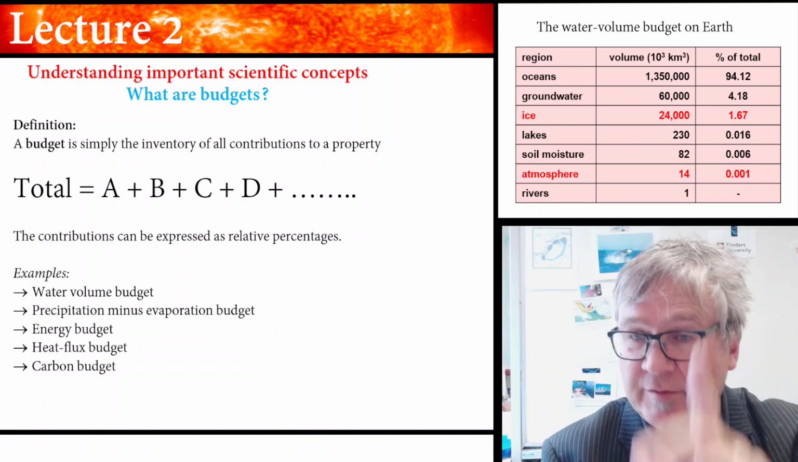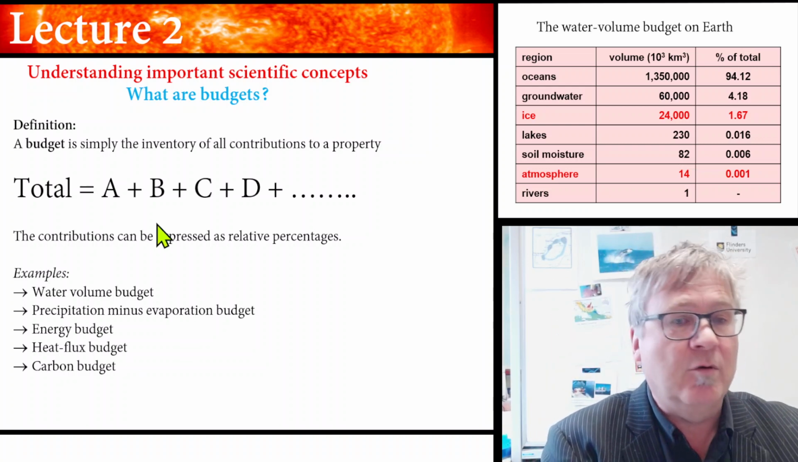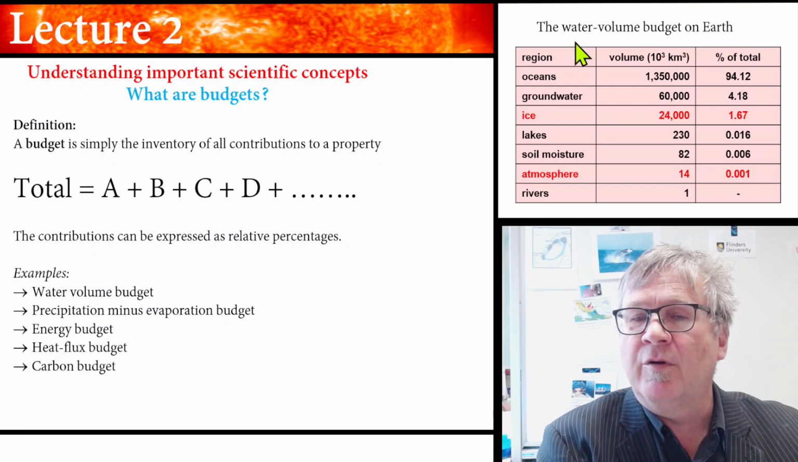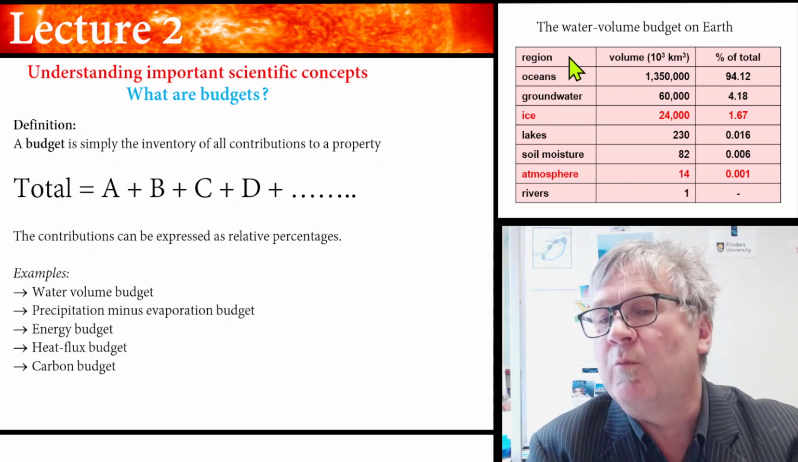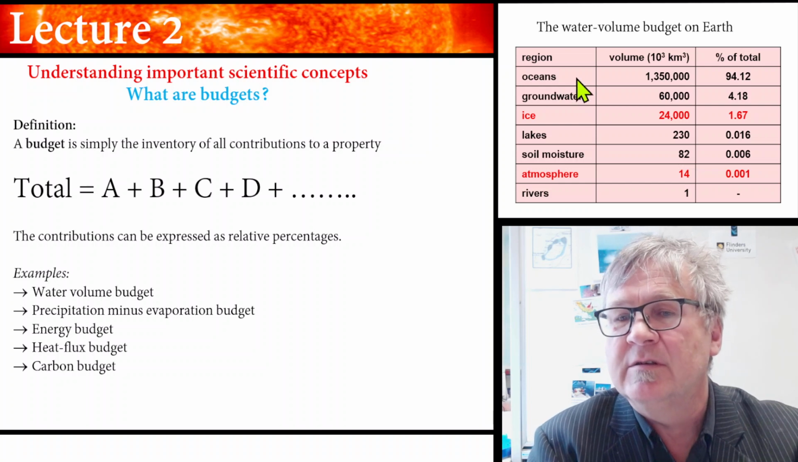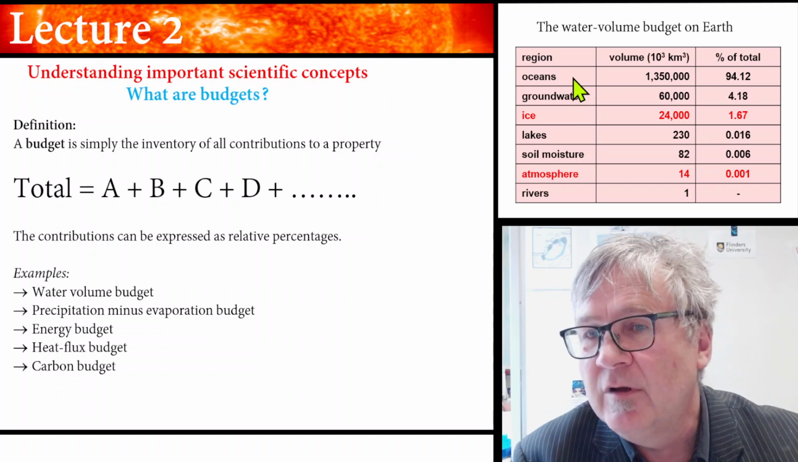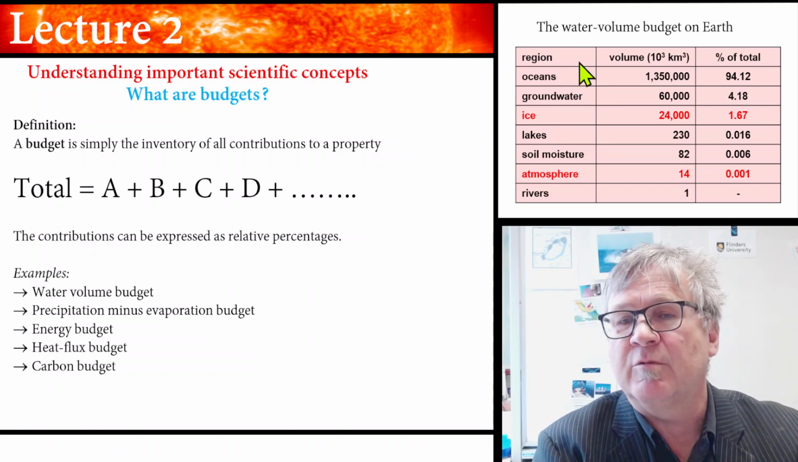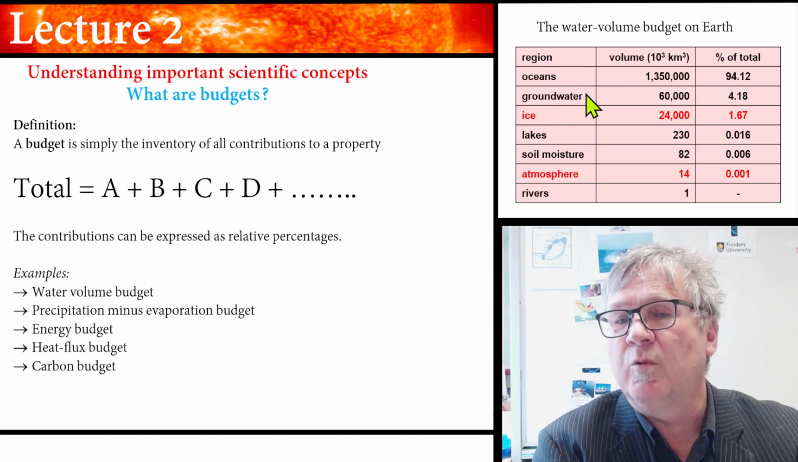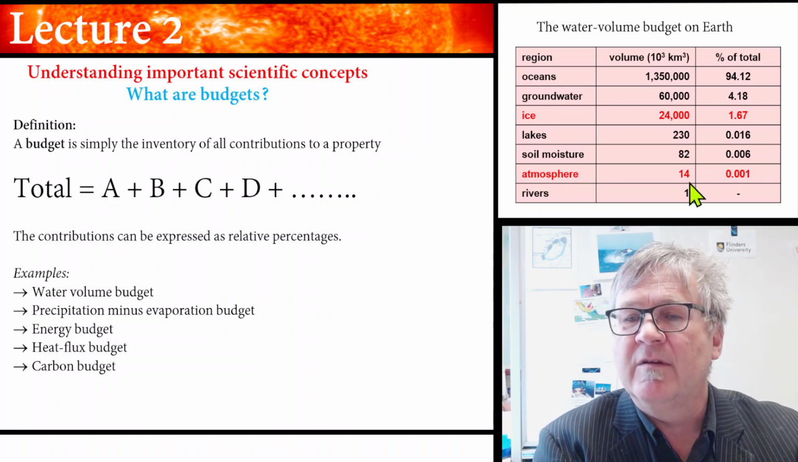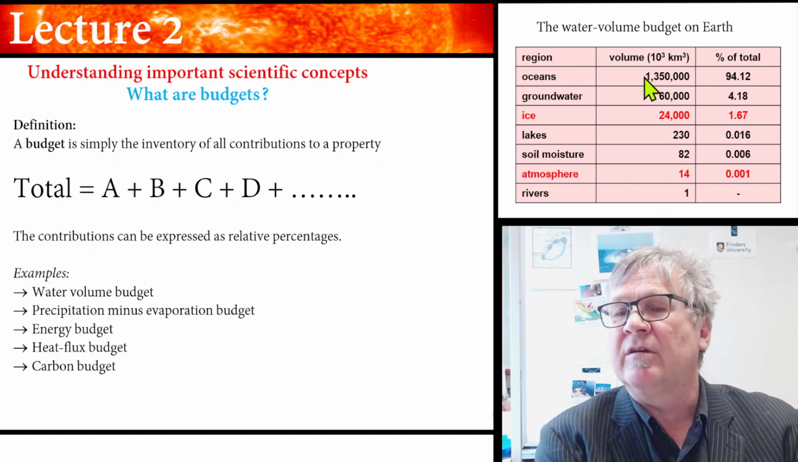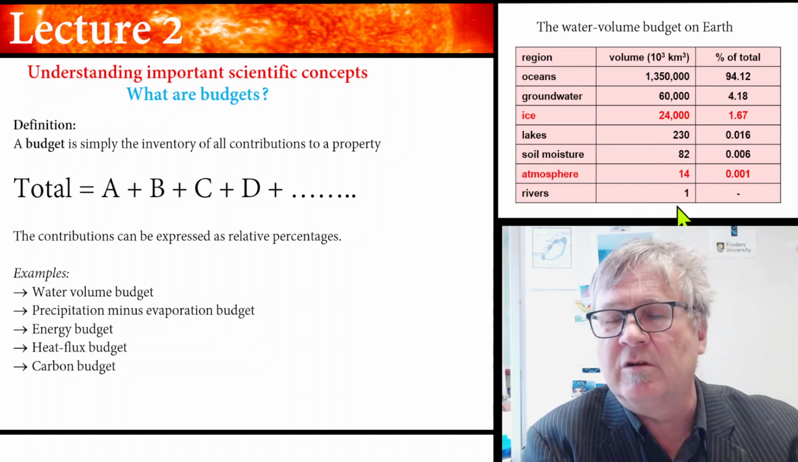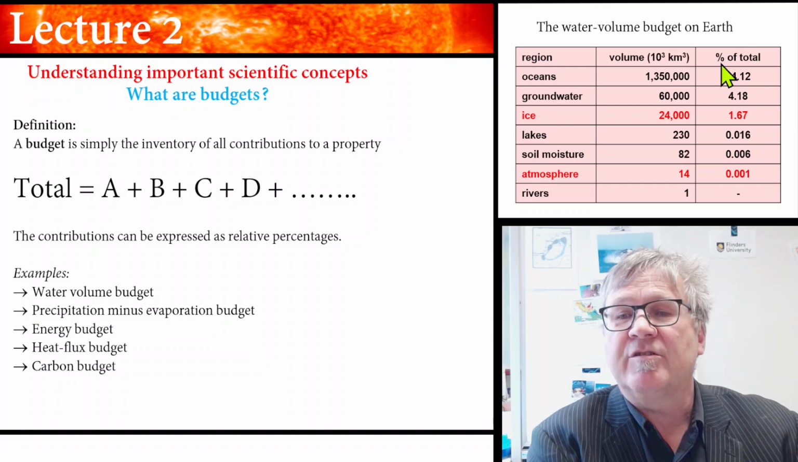Here's the water volume budget just above my head. Water budget on Earth. So where do you find water? How much water is in the oceans? You can express it in units of cubic kilometers times 1,000. That's what these numbers are. How much water is in groundwater? How much is in ice? In lakes? In soil moisture? In the atmosphere? In rivers? You can write down all the numbers, add up all the contributions, work out the total, and work out the percentage.